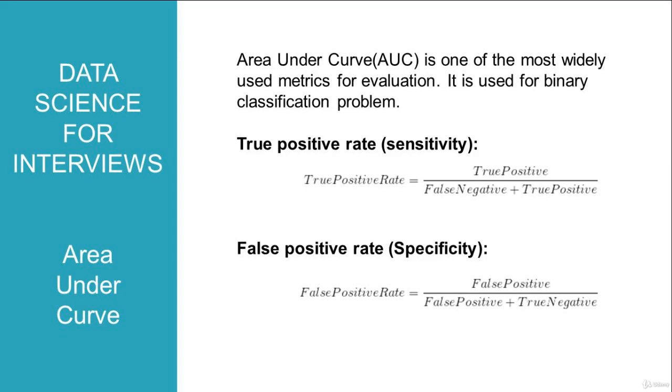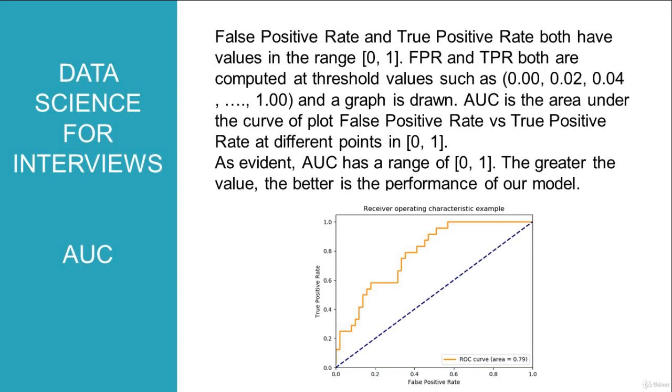Sensitivity or true positive rate is defined as the true positives upon false negatives plus true positives. It corresponds to the proportion of the positive data points that are correctly considered as positive with respect to all positive data points. The false positive rate is defined as the false positives upon false positives plus true negatives. The false positive rate corresponds to the proportion of negative data points that are mistakenly considered as positive with respect to all negative data points.